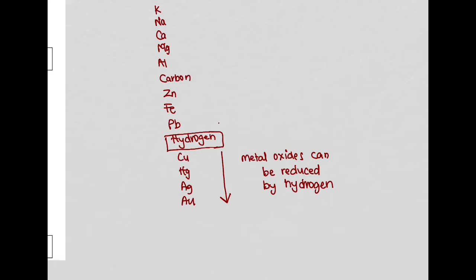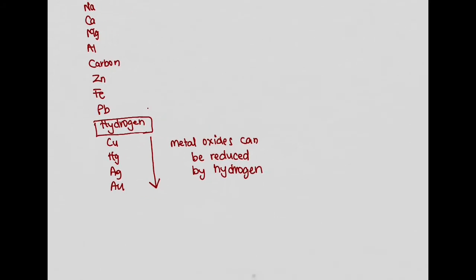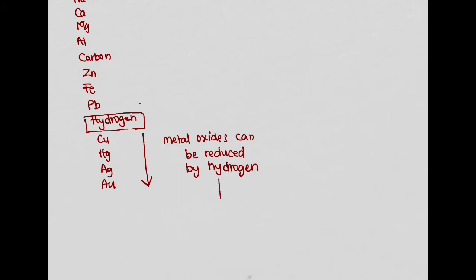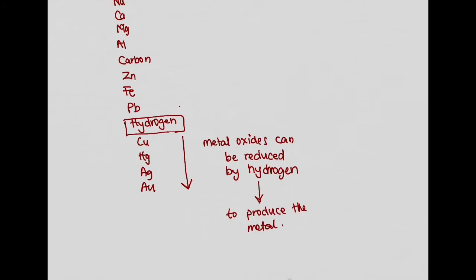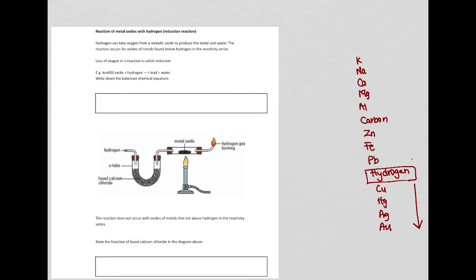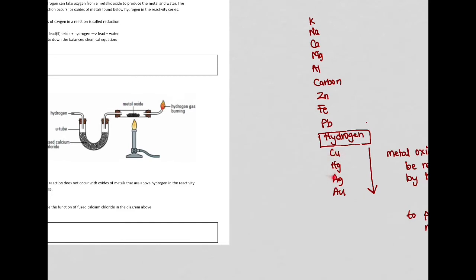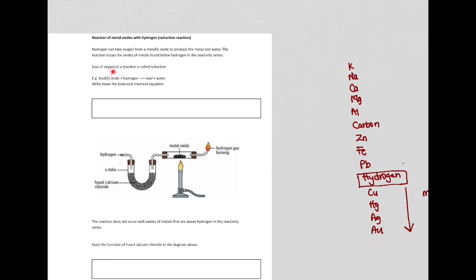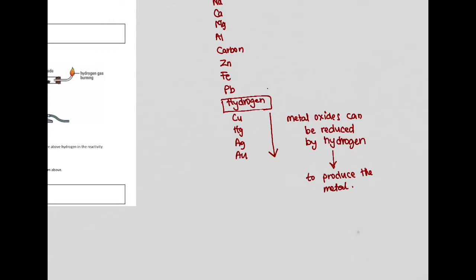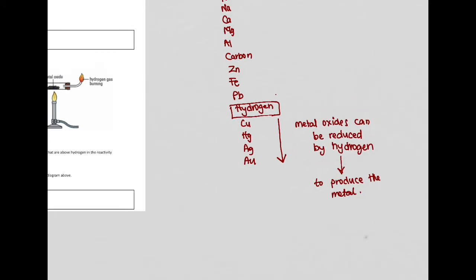When the metal oxide is reduced, it's going to give you the metal. So let's see. Hydrogen can take oxygen from a metallic oxide to produce metal and water. The reaction occurs for oxides of metal found below hydrogen in the reactivity series, so only for these. Loss of oxygen is called reduction, so you'll have a reduction reaction that is produced.